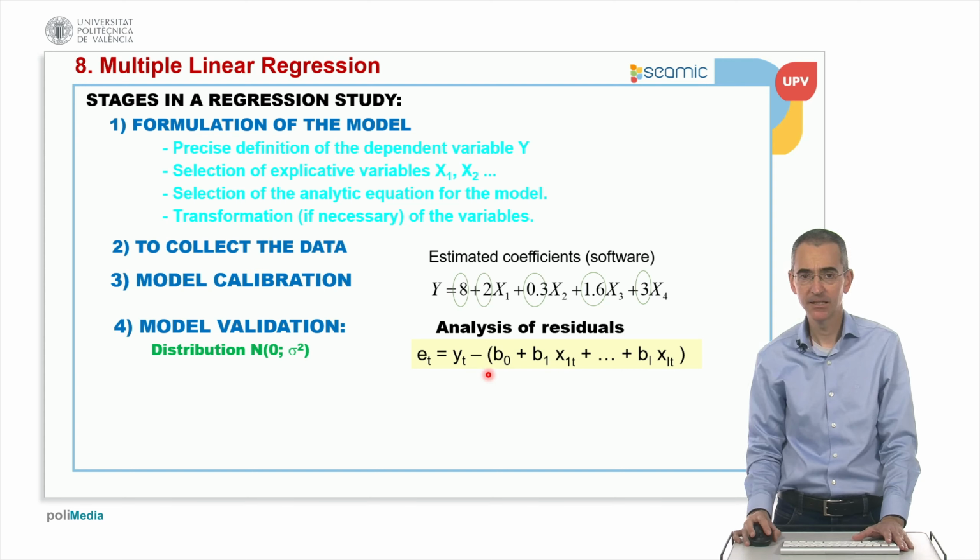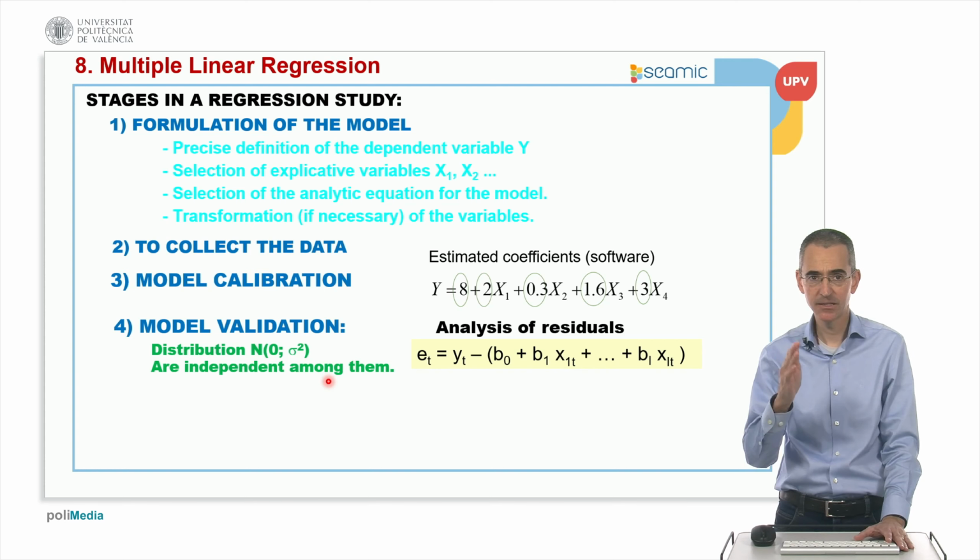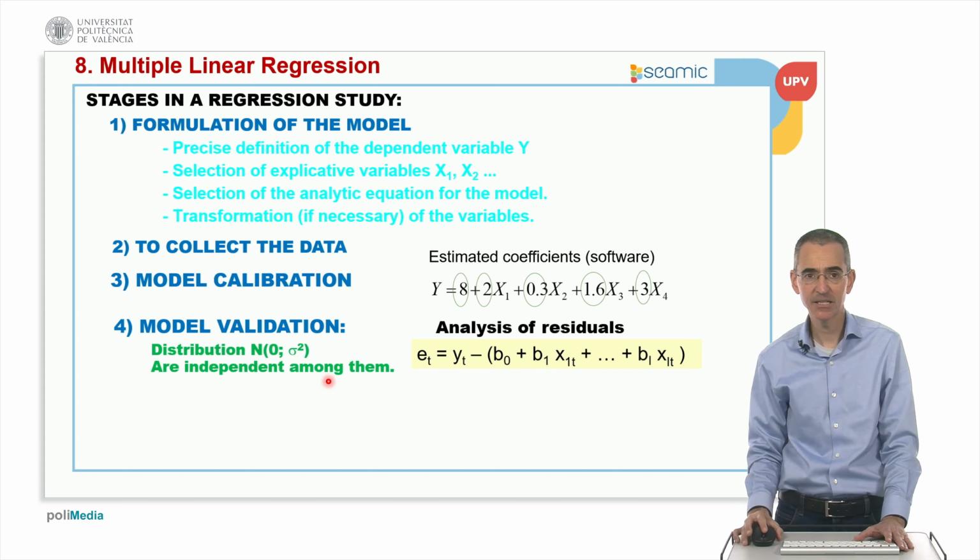So we should compute all the residuals, which is made automatically by the software, and then we should study the distribution of the residuals. That distribution should be normal with an average of 0, and that distribution should have a variance not dependent on any of the x, because we have to check the hypothesis of homoscedasticity. Also, we have to check that residuals are independent among them. So if we check the time series of residuals with respect to the time, every value should be independent with the previous ones.